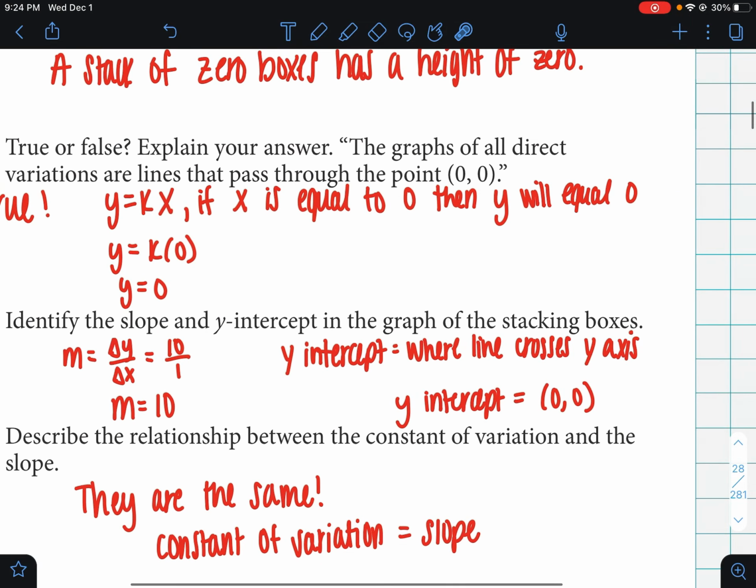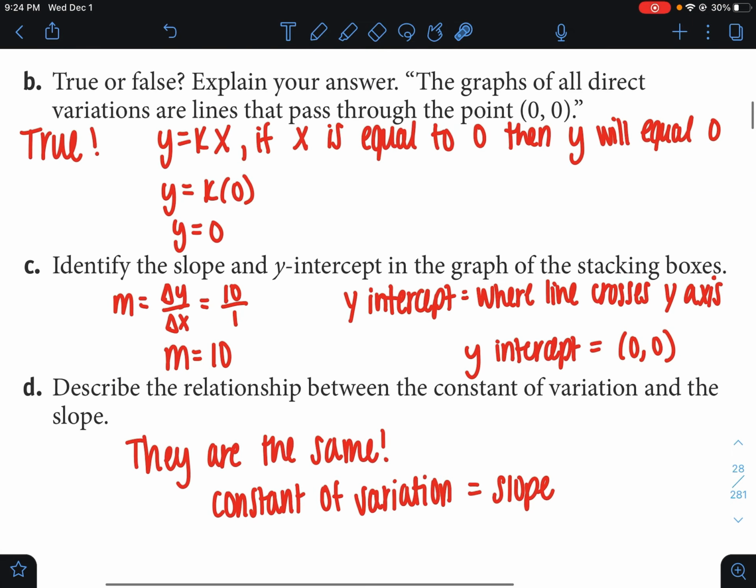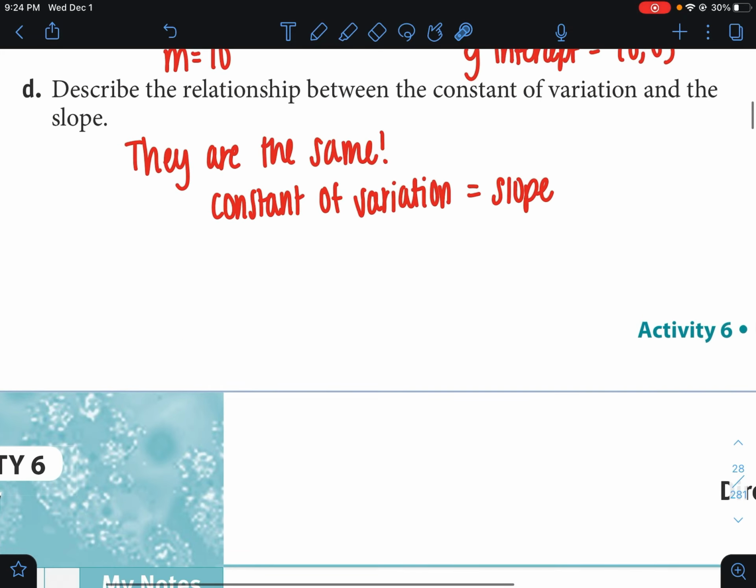All right, so if we were to describe the relationship between the constant of variation and the slope, we're going to find out, obviously, they're the same. They are equal to each other. It is the factor by which we are changing our output values. The slope, the rate of change.